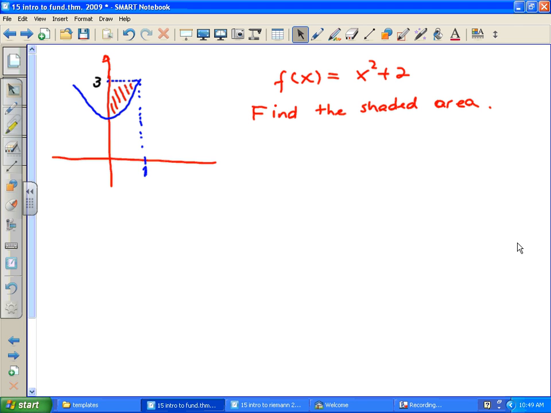If I gave you x equals 1, you would just plug it into the function, right? So 1 squared plus 2 would be 3. That would be your height. Okay, so let's do just that. To find the area above the curve, first we're going to find the area under the curve. So I should go from 0 to 1, right, of the function x squared plus 2.